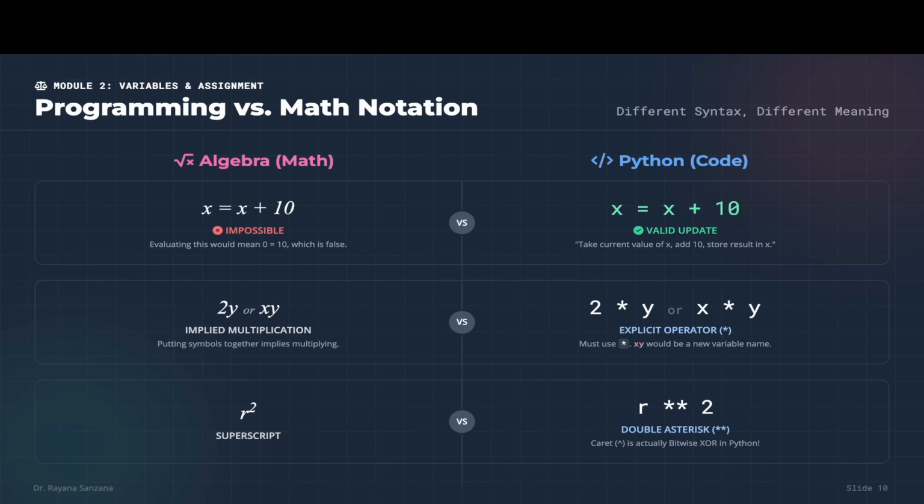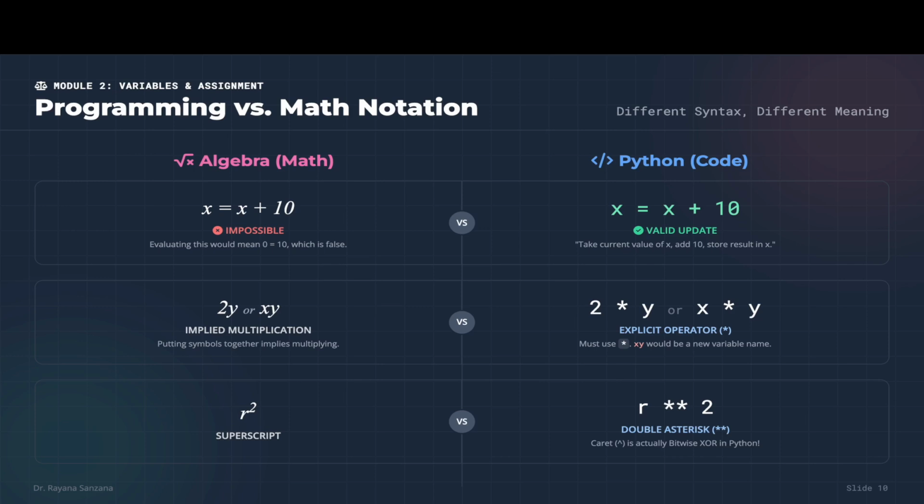If you're coming from maths class, Python syntax can look a little weird. The biggest hurdle is x equals x plus 10. In algebra, if you subtract x from both sides, you get 0 equals 10, which is impossible. But in Python, equals is an action.